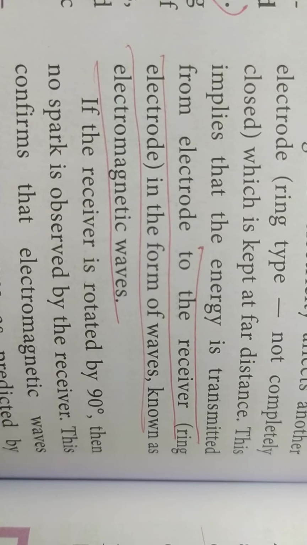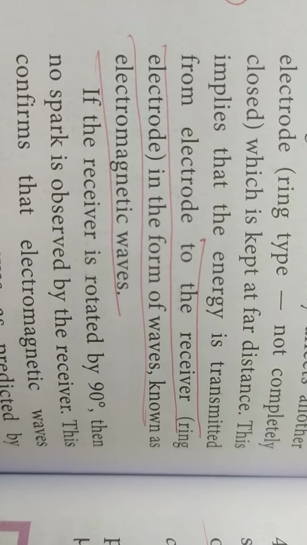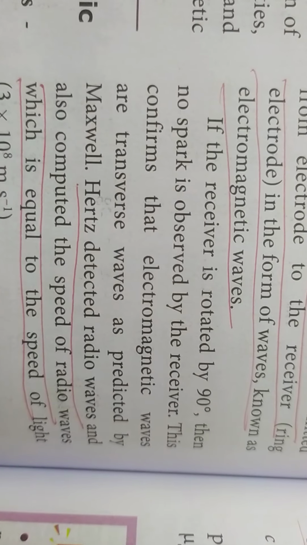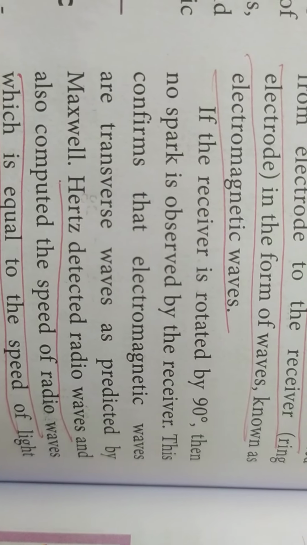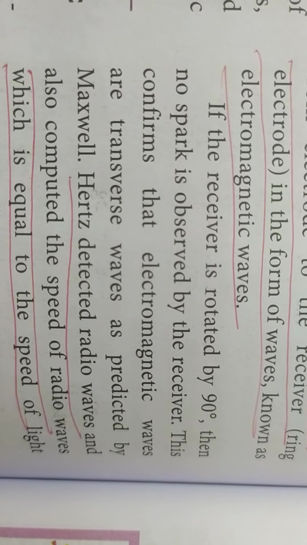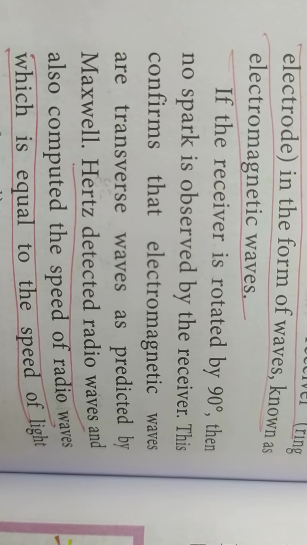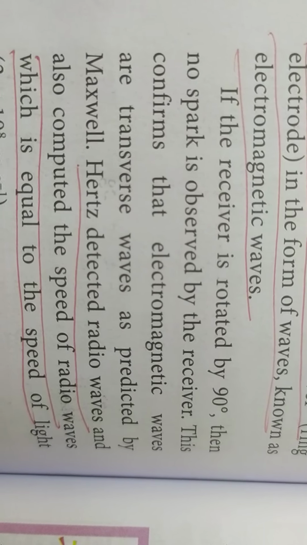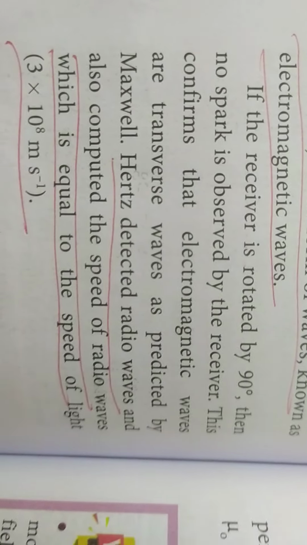So here the energy is transmitted from the electrode to the receiver, and this receiver is otherwise called a ring electrode because it is in the form of a ring. And so here the electromagnetic waves are produced. These waves are known as electromagnetic waves, and when you rotate the receiver by 90 degrees, there will be no spark, which shows that the electromagnetic waves are transverse in nature.